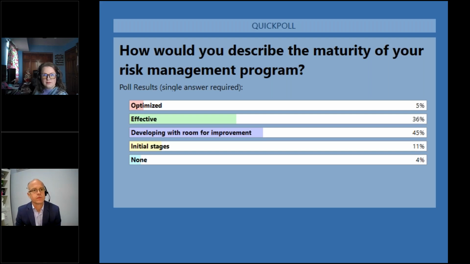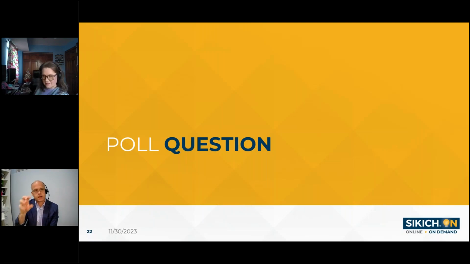Okay. For initial stages, it's kind of a typical bell-shaped curve, developing with room for improvement. That's kind of what I expected. I congratulate those of you who have effective or even optimized. Yeah, optimized is great. We're going to talk a little bit later to all three. It's kind of the bell curve, but the bottom two, the initial stages are none, those that have room for improvement, and those that are effective or optimized. We'll have some strategies later for you to consider.